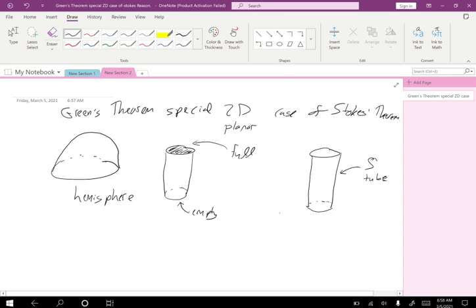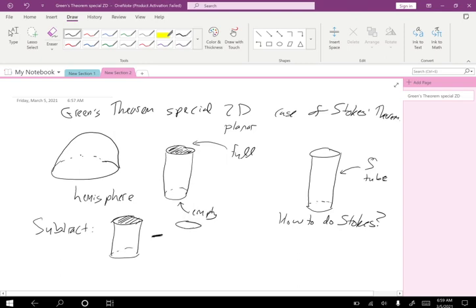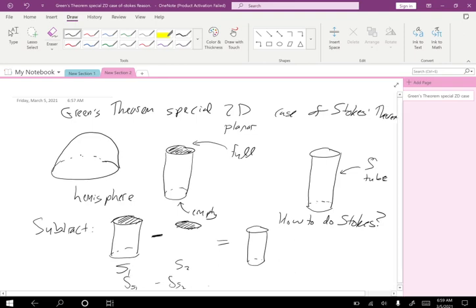And so how do you do Stokes' theorem in that case? So here's what you do, you subtract. I would use the full cylinder on one side, and I would subtract off this piece. If you call this thing S1, you call this thing S2, you end up with the empty cylinder. And so with your integrals, you'll just do subtractions.